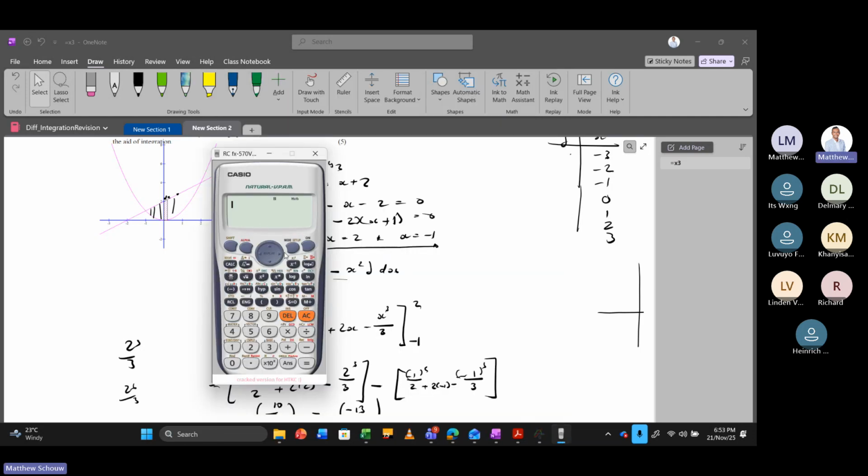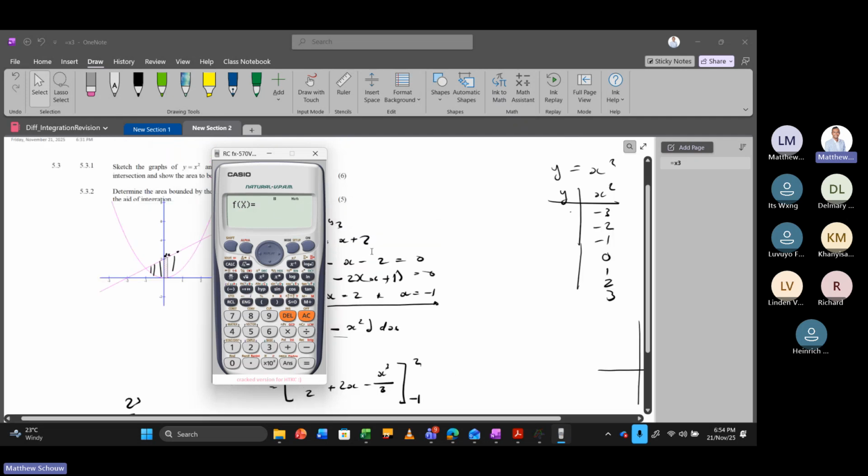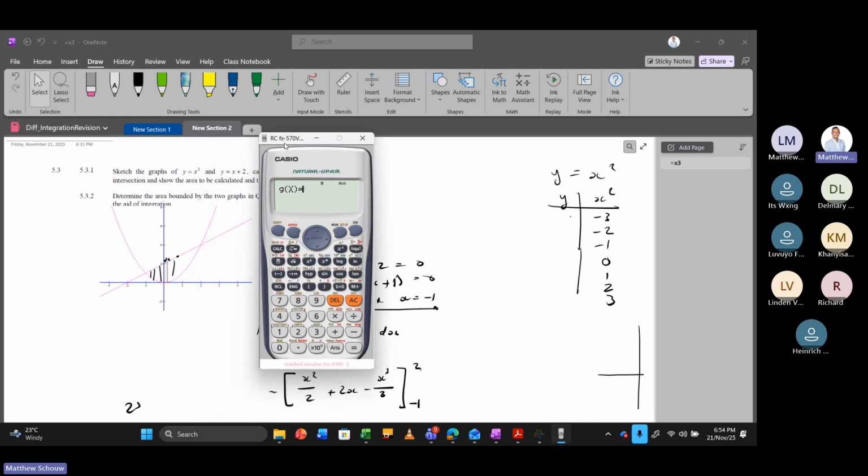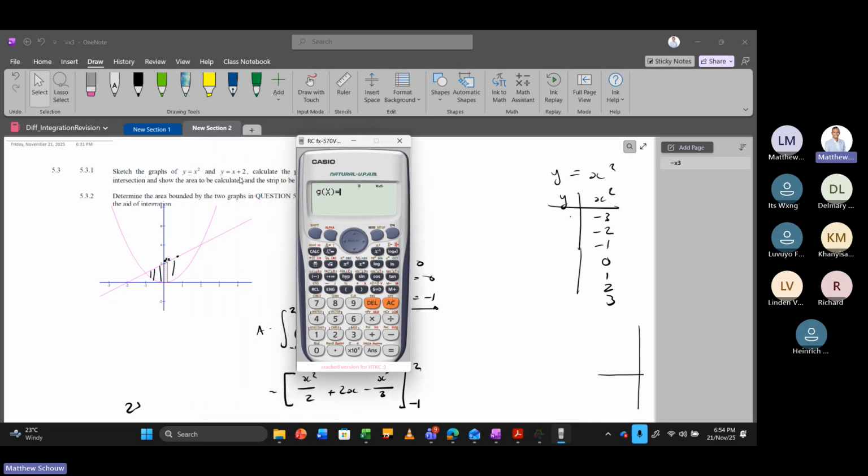It's a pattern. It was a mode table. f of x equals, what was it again? x squared, right? So alpha x squared, equal. Now we have a g of x, right? You can actually find the point of intersection now. Let me do it now. So g of x is the second graph, so that's going to be alpha x plus 2.